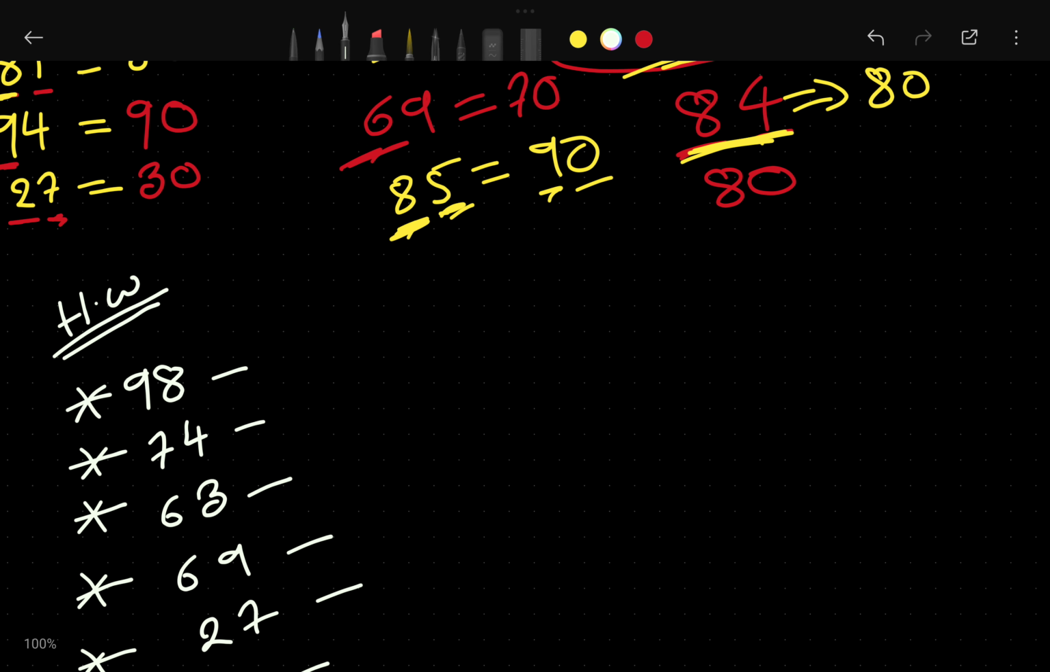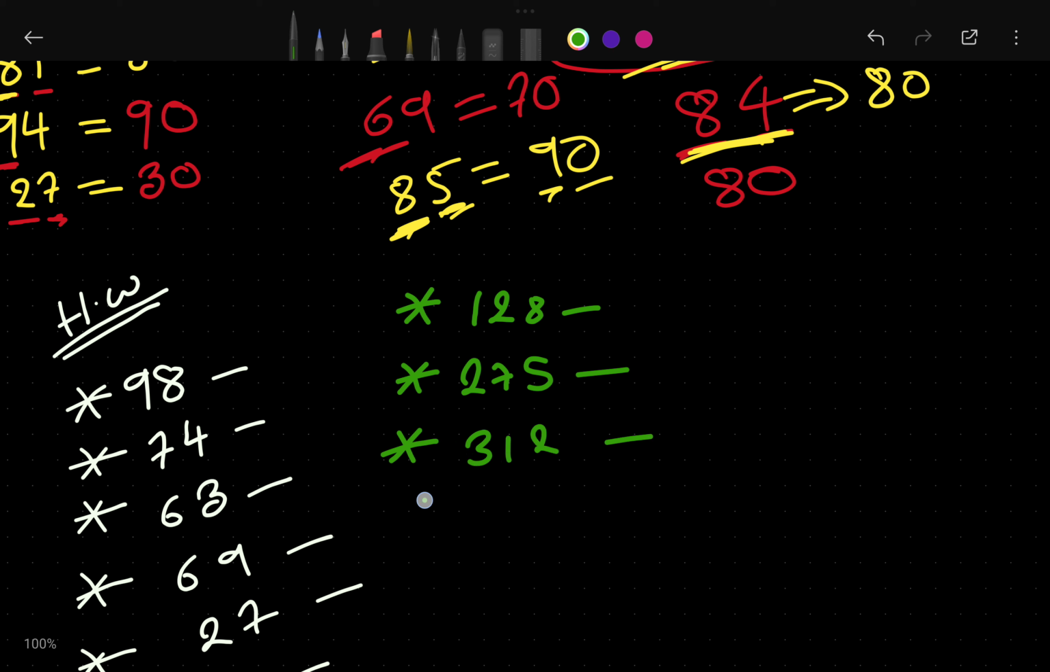Then I will take another example from your textbook. In this example, you have to find the nearest 100. Here I will take the questions. The questions are 128, and another is 275. You can also look in your textbook. Then 312. Okay, that's great. Then 695, and then 199.